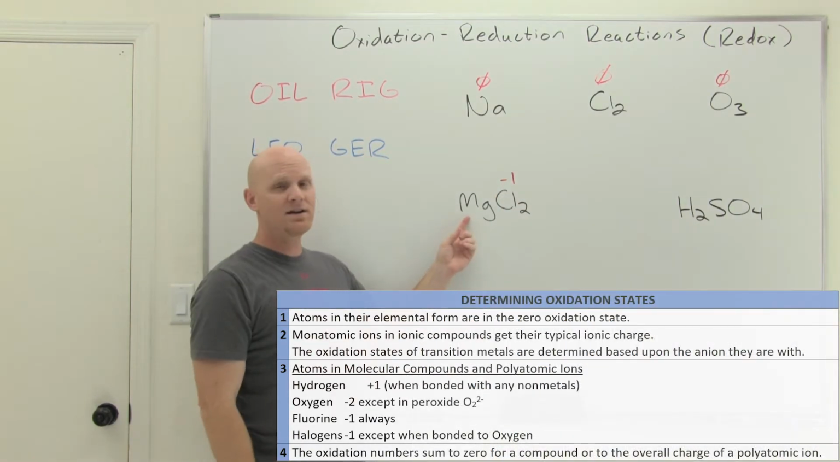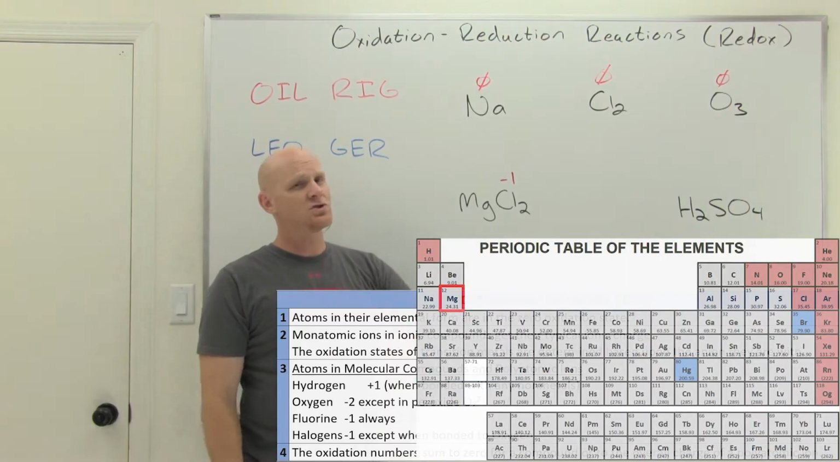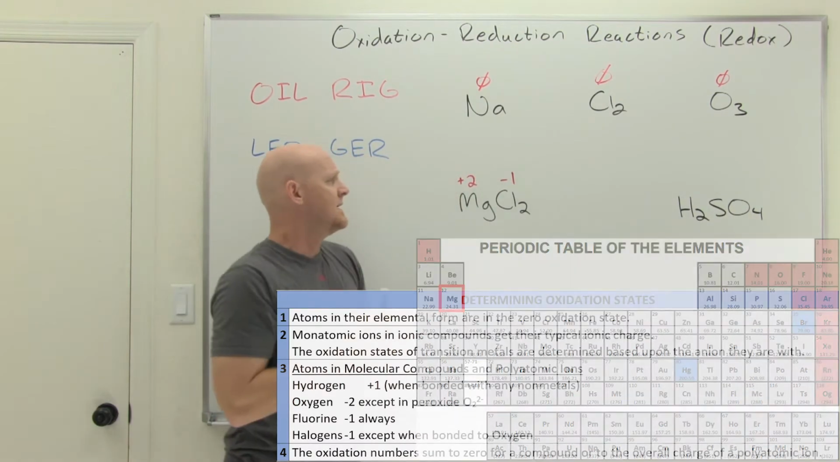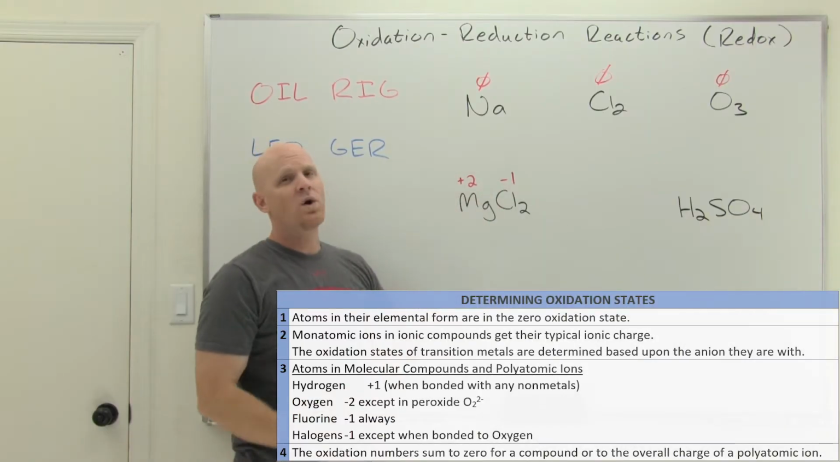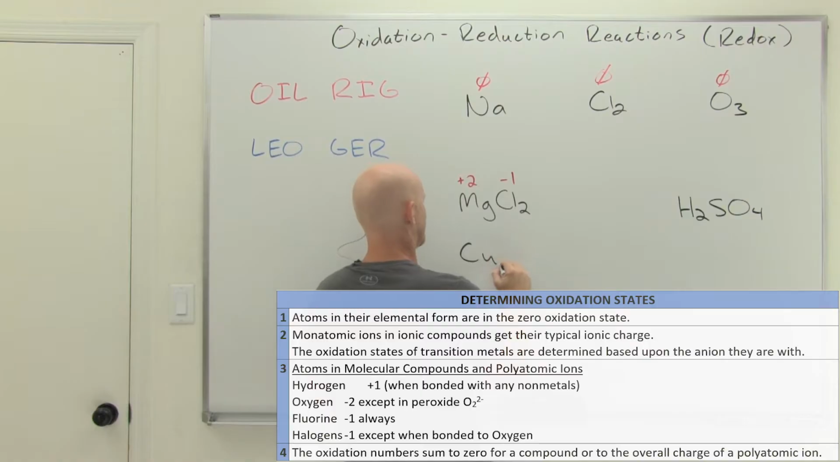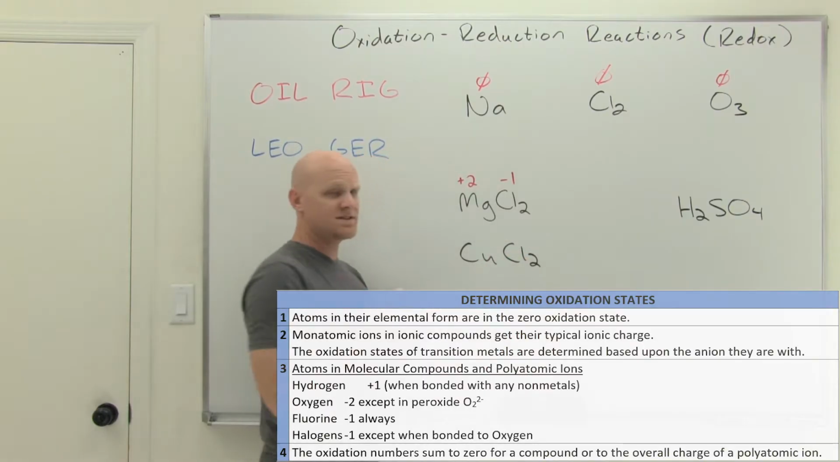Now, if we move on to magnesium, if you look at where it is, it's a group 2 metal, and therefore is typically going to be +2. And so in this case, +2, -1, life is good. Now, what if we'd had a transition metal in there instead, like in CuCl2?